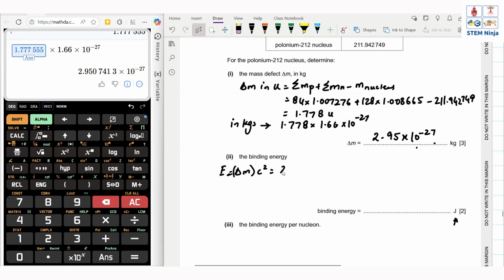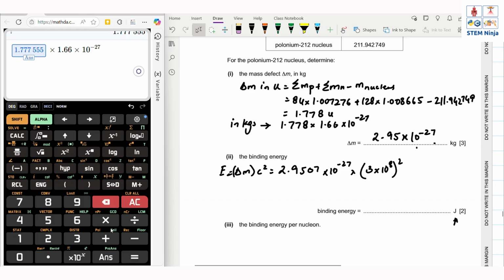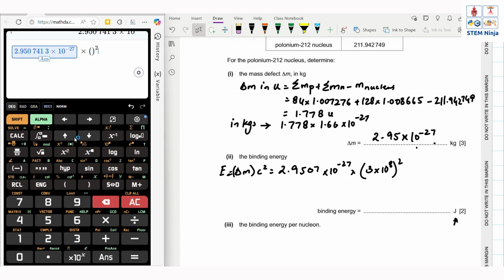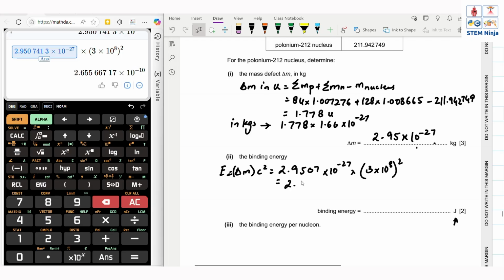So mass defect is 2.9507 × 10^-27, and speed of light 3 × 10^8, whole squared. So answer times the square of 3 × 10^8. So 2.6557 × 10^-10. So 2.66 × 10^-10.